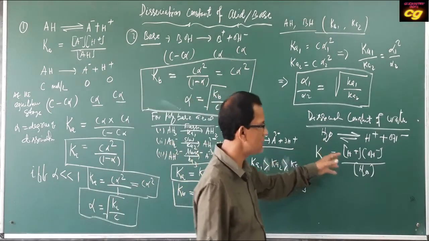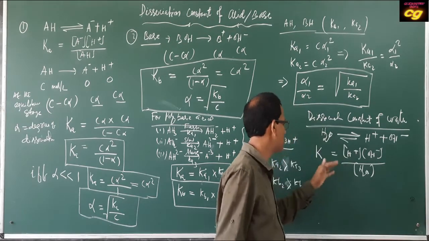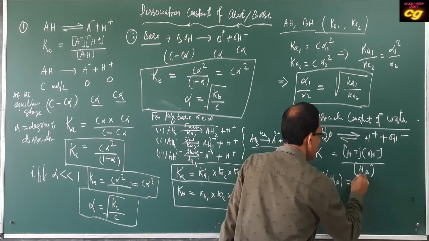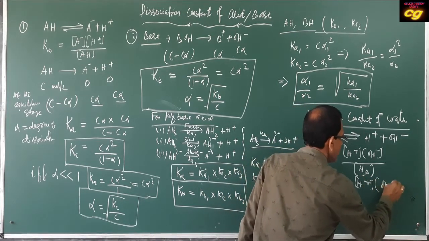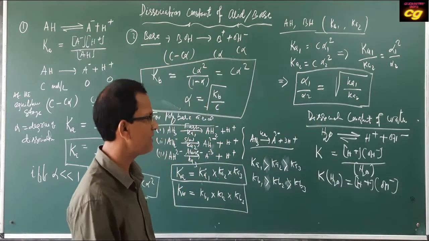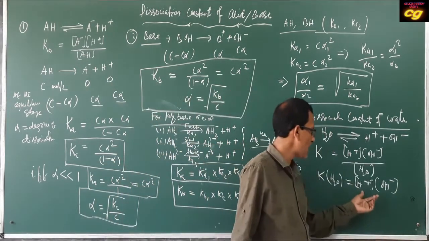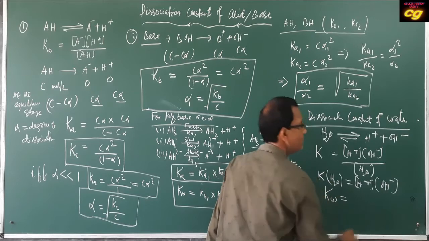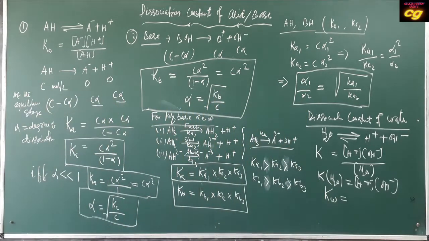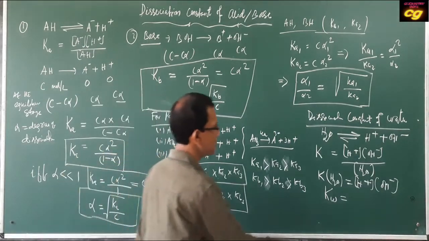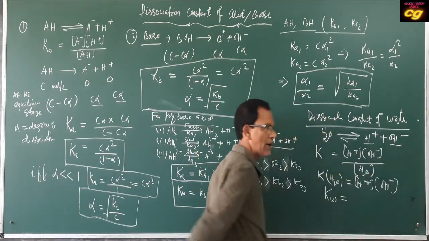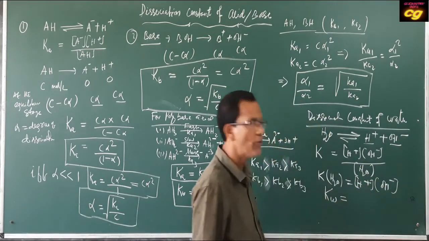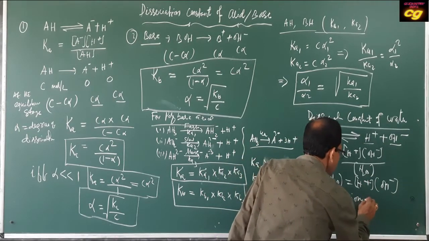As water concentration is constant, K times water concentration is equal to H plus ion concentration into OH minus concentration. But it has been observed that H plus ion into OH minus concentration is called Kw. What is this? Ionic product of water. As water produces H plus ion and OH minus ion, their product H plus into OH minus is called the ionic product.